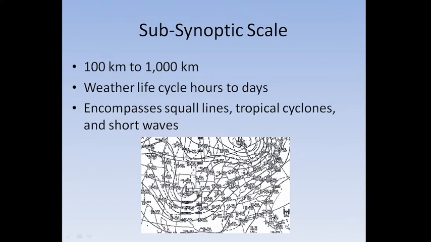If you don't have a high pressure system or a ridge, a subtropical ridge, coming in and blocking it, if you don't have a blocking pattern, then this low pressure system will kick out of there within a day or two. So it's hours to days. It encompasses squall lines, tropical cyclones, and short waves. Even a tropical cyclone, that hurricane off the east coast, is a very small area. So you're still on the sub-synoptic scale.